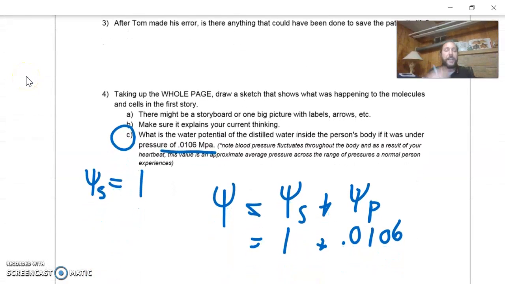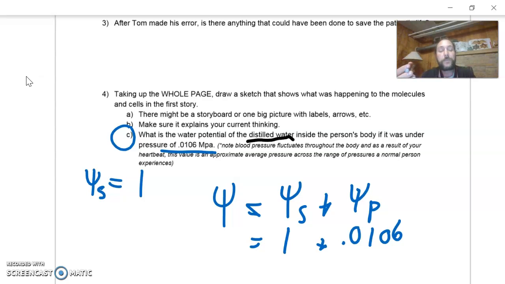Then you were asked to make a sketch, and again we have a question about water potential. What is the water potential of the distilled water inside the person's body if it was under pressure? Now the thing I'm testing here is, did you take notes on my Friday lecture where I talked about the water potential of distilled water? Distilled water has a water potential value of 1, right? So absent any pressure, that is the highest water potential that can exist. It's pure water. It's 100% water.